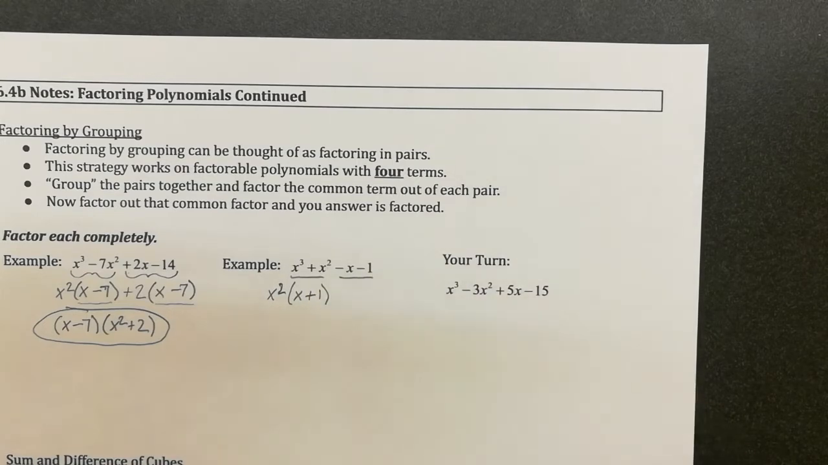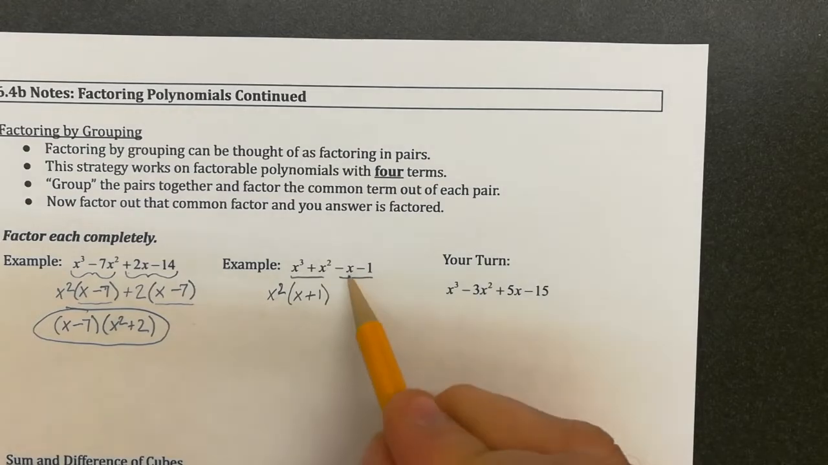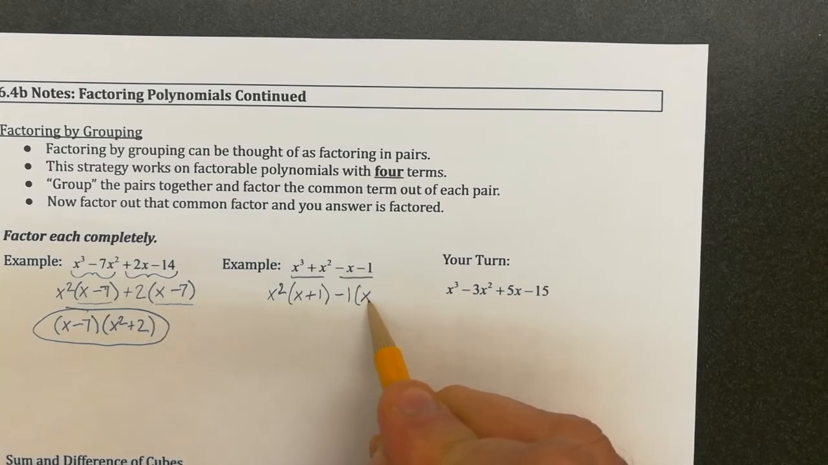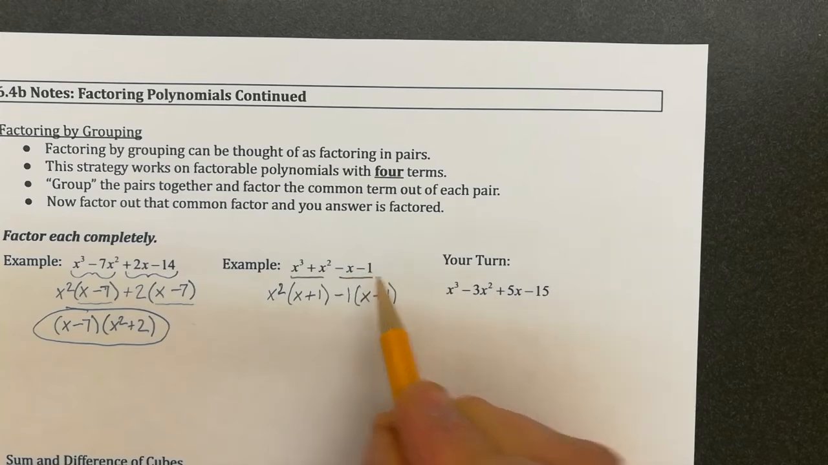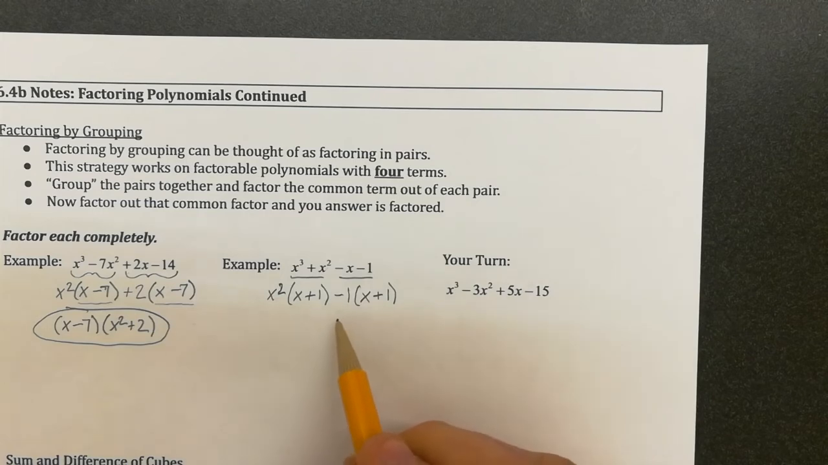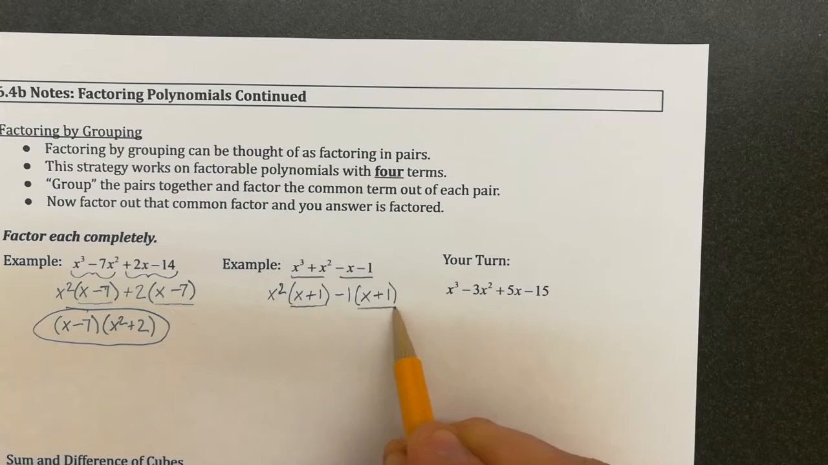Here, what's common to both of these? Well, 1 or negative 1. I'm thinking that since they're both negative, I'm going to take out a negative 1. Negative 1 times what would be negative x? Well, that would just be x. Negative 1 times what would be negative 1? That would be positive 1. Now, if you had taken out a positive 1 out of both of these, you would notice at this point, this would be a little different. And then you'd have to go back and try taking out a negative 1. Because I noticed I did it the correct way because these match.